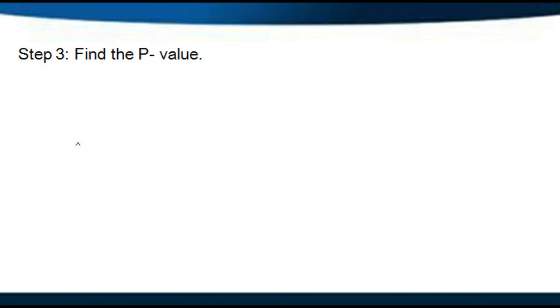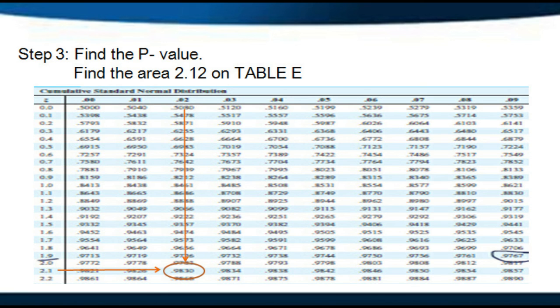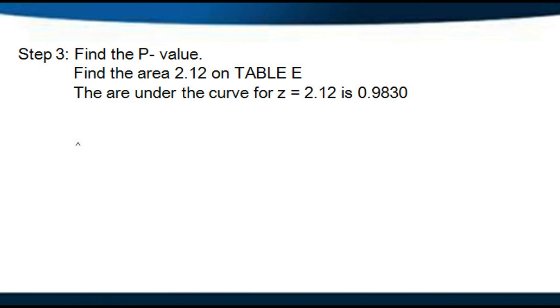Step 3. Find the p-value. We'll find the area instead because we have the critical value already. From the table, it is 0.9830. Now the area under the curve for z of 2.12 is 0.9830. Now we are going to subtract it from 1. 1 minus 0.9830 is equal to 0.0170. And that should be our p-value.